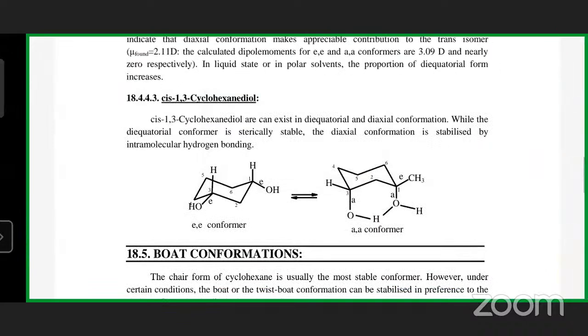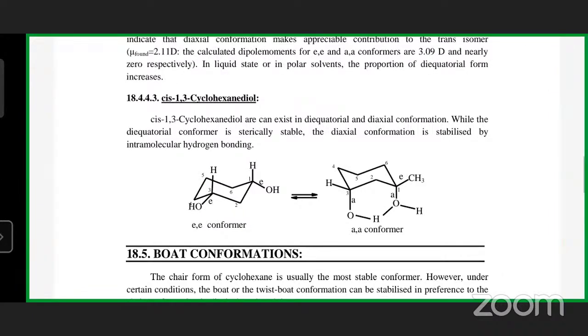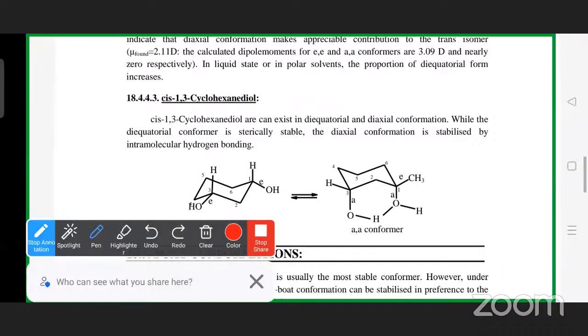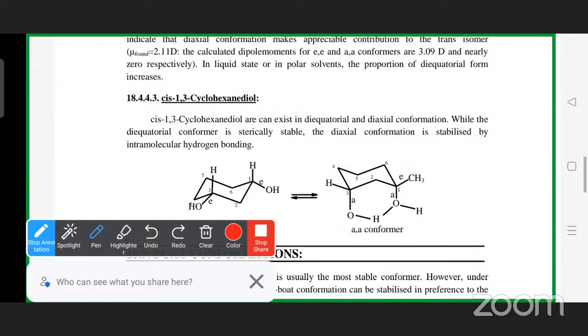And here you see 1,3-dihydroxy. Previously it was 1,2-dihydroxy, but in 1,3-dihydroxy also you see diequatorial and diaxial. So generally here the diaxial is more stable, more populated here because the hydrogen bonding is possible here. Okay, so at the 1,3, this is more stable here. And in the 1,2, diaxial is less stable. Okay, because of the orientation of the hydroxy group.